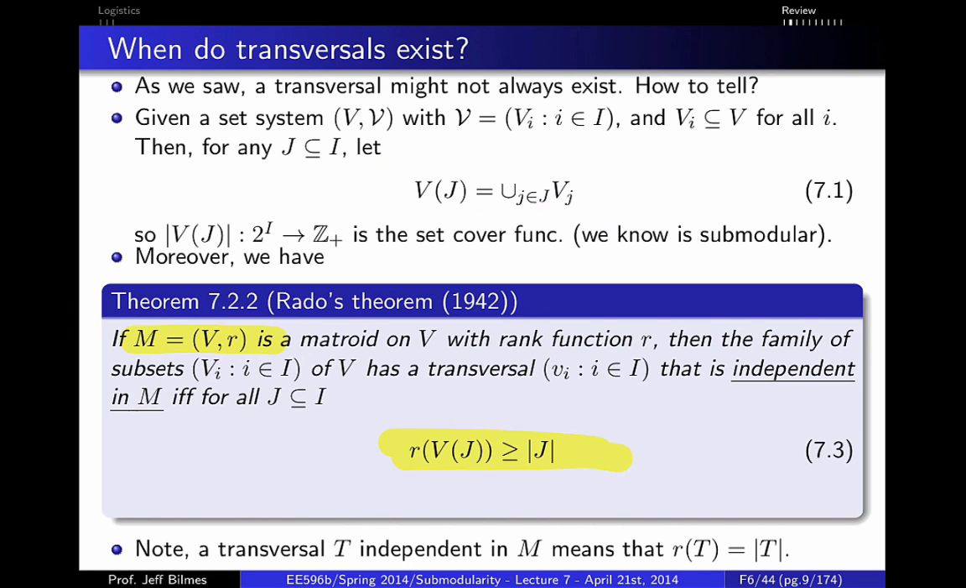Because of the properties of the rank. The rank of a set is less than or equal to the size of the set, right? So the rank of V of j is going to be less than or equal to the size of V of j. Right? I think I can write this down. So that inequality is always true because of the properties of the rank. And so therefore that implies the original theorem, the original Hall's theorem.